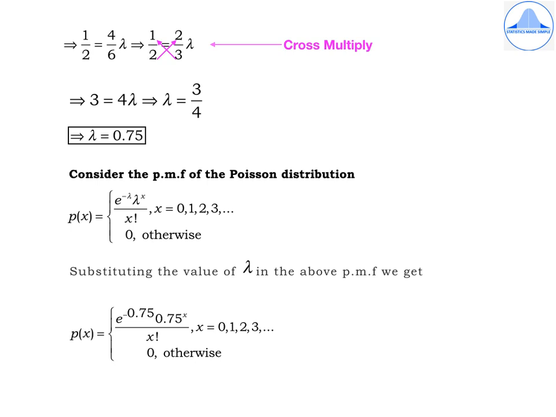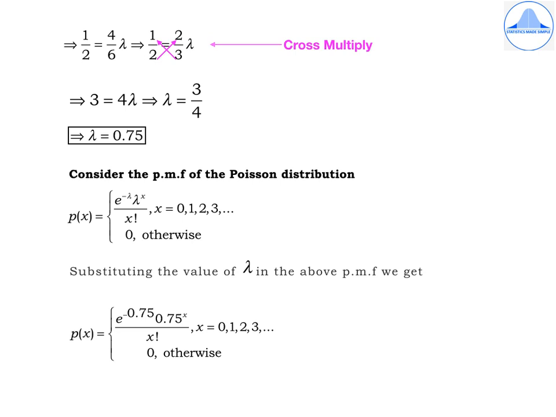Continuing, we get half is equal to 4 by 6 lambda. Now our aim is to find out lambda, so you cross multiply, that is shown in pink color cross arrows. So if we do that, you will get 3 is equal to 4 lambda, or in other words lambda is equal to 3 divided by 4, and if you convert it to decimals you'll get 0.75.